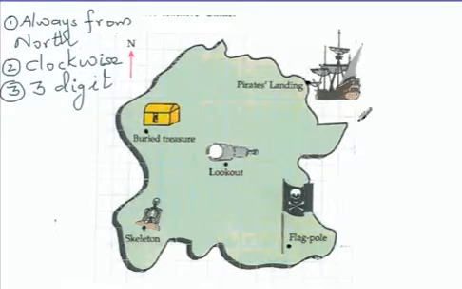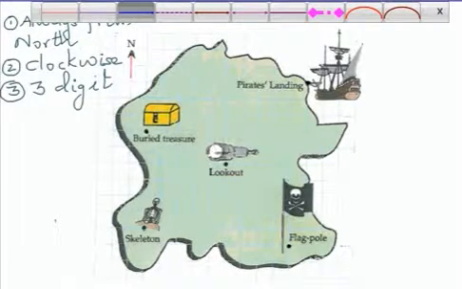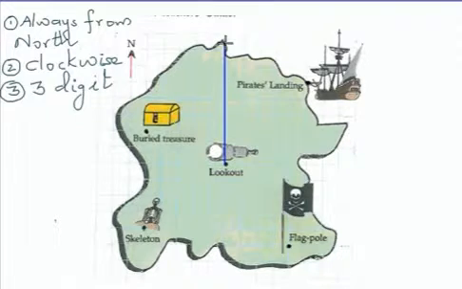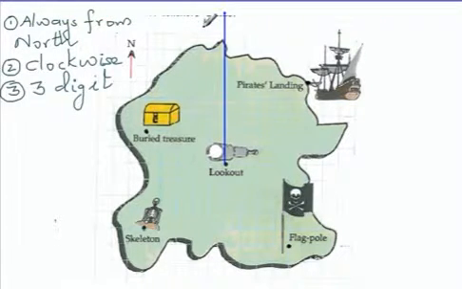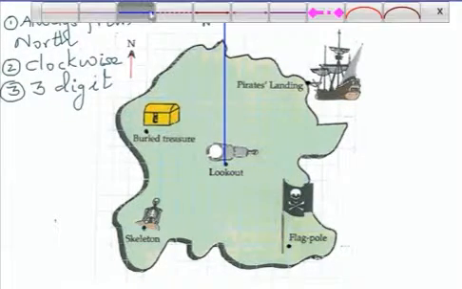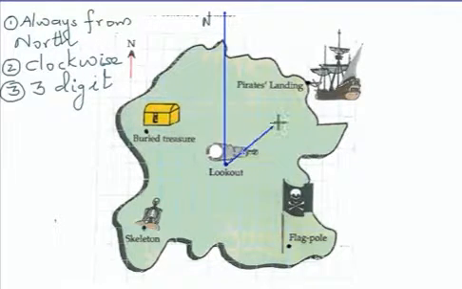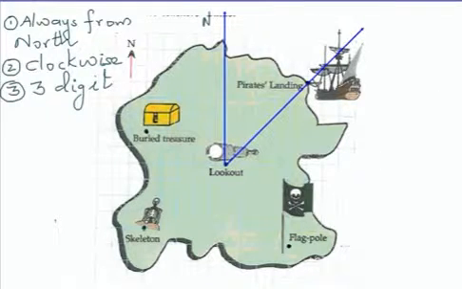We want to find the bearing of pirate's landing from lookout using a protractor. Whenever you're doing north, it's always facing upwards. So this is how you draw north. It's good practice to write N there. Then we have to draw a ray and make the ray as big as possible so that you can read from the protractor.